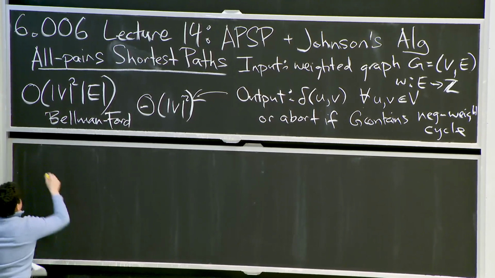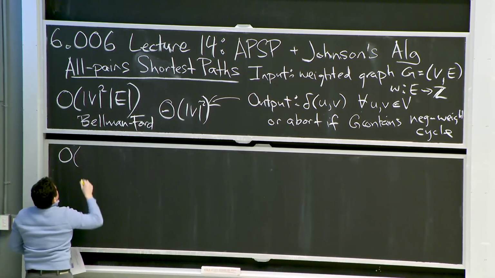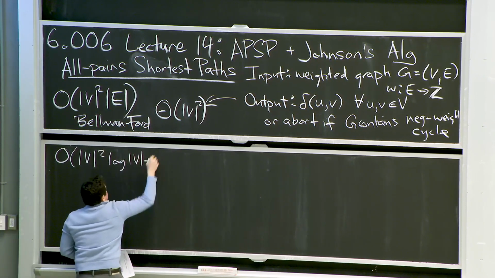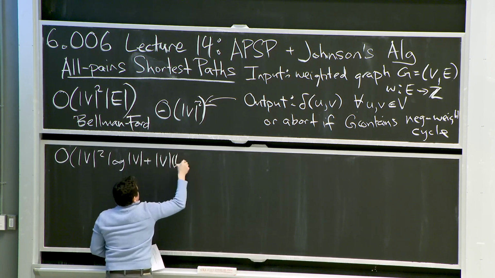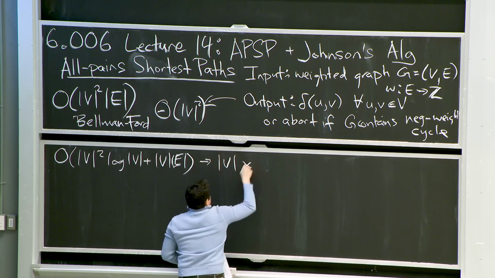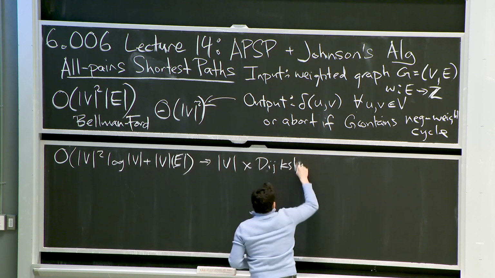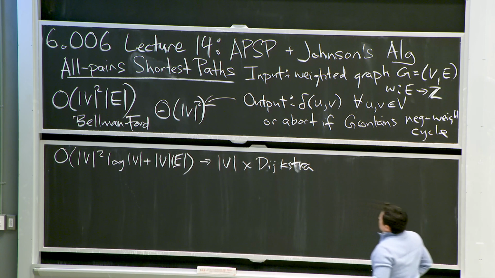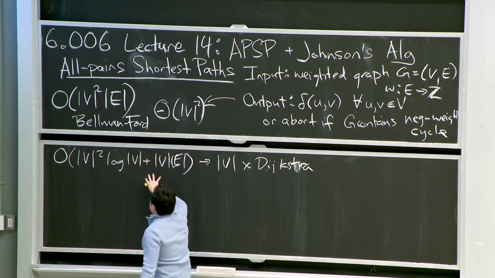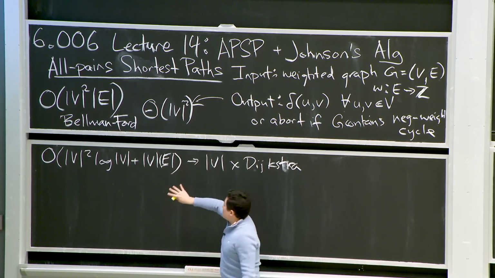But if we had Dijkstra's, for example, if we had all non-negative edge weights, we could get V squared log V plus VE time. This is V times Dijkstra. Okay, so how do these running times compare? This is V times Bellman-Ford, this is V times Dijkstra. Let's just get a feel for this separation here.